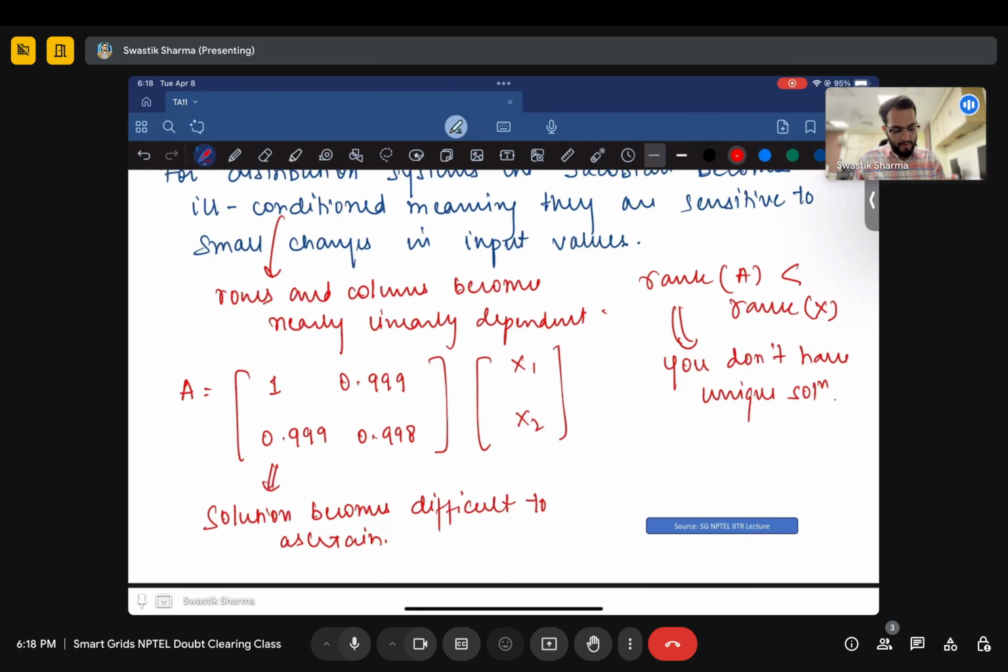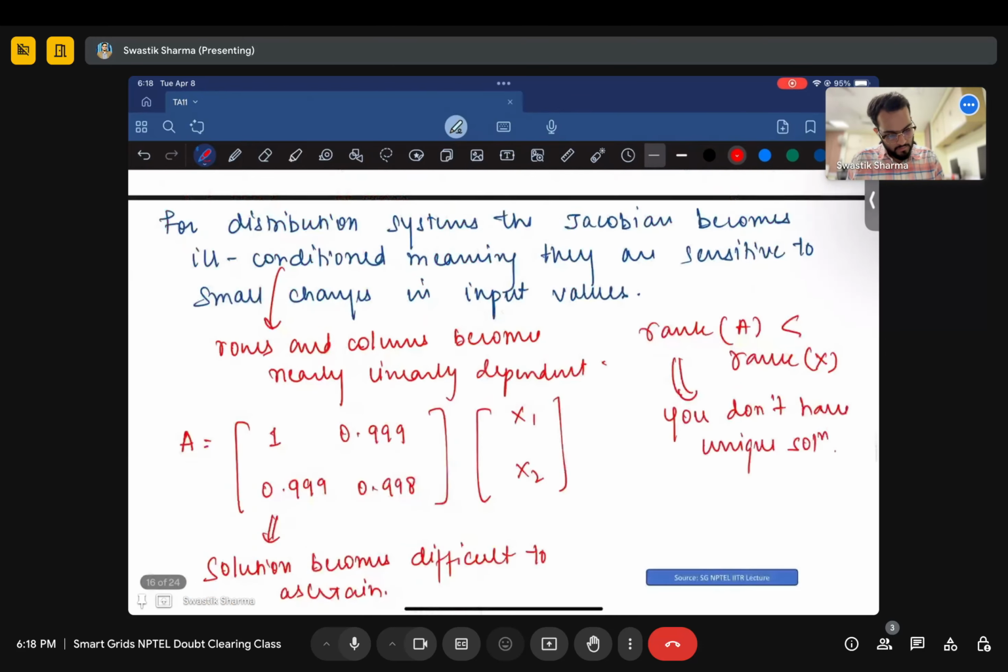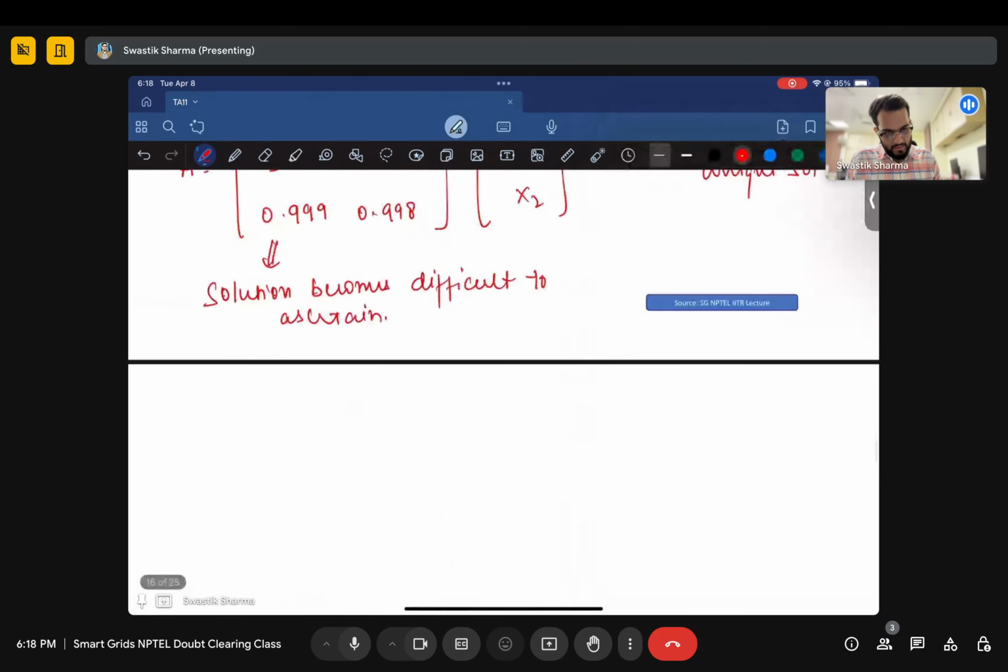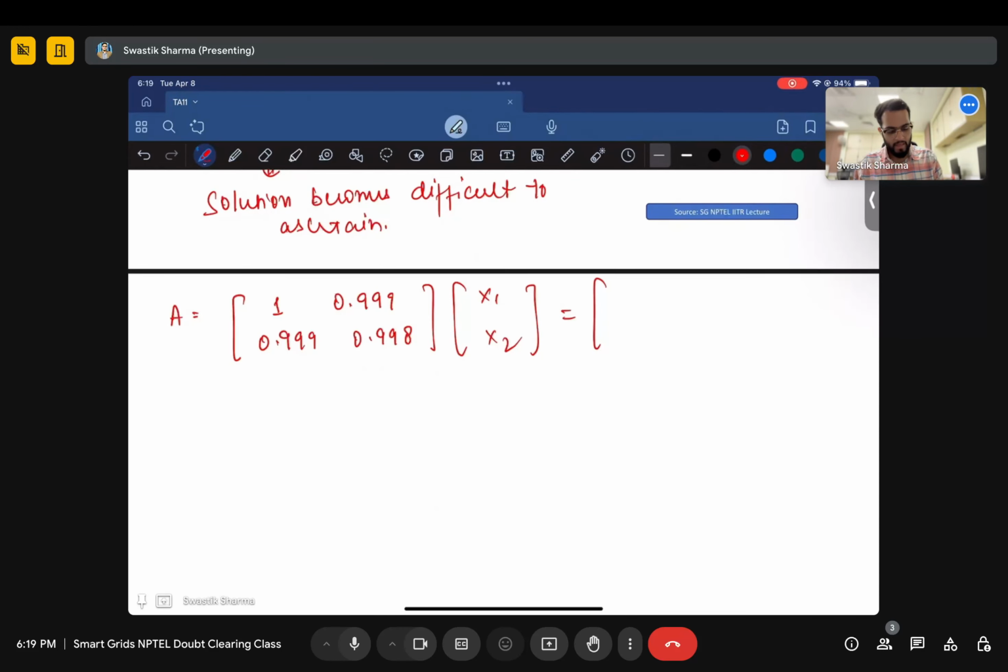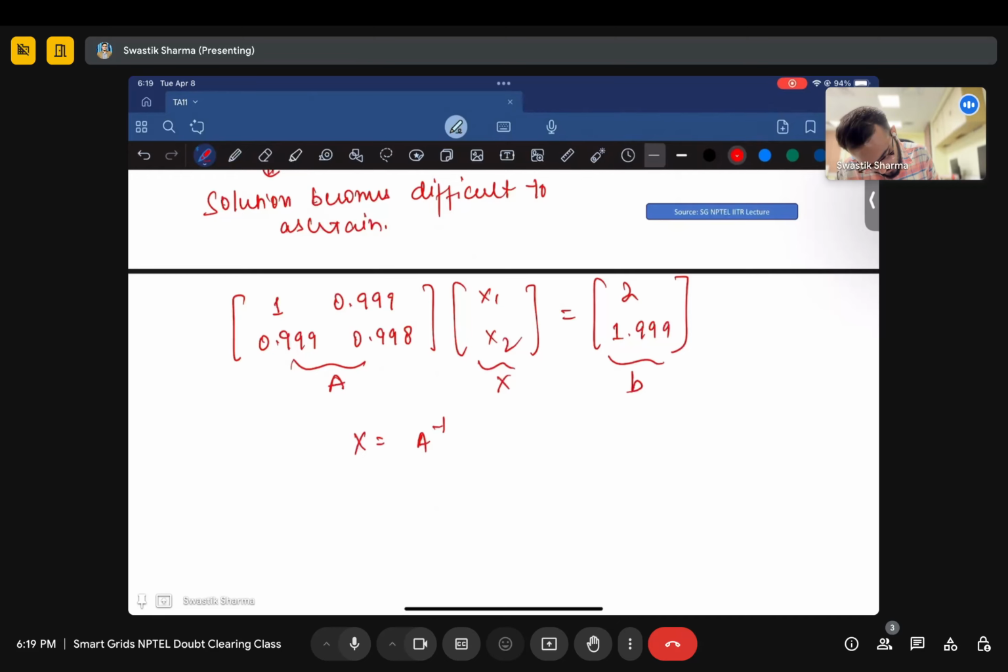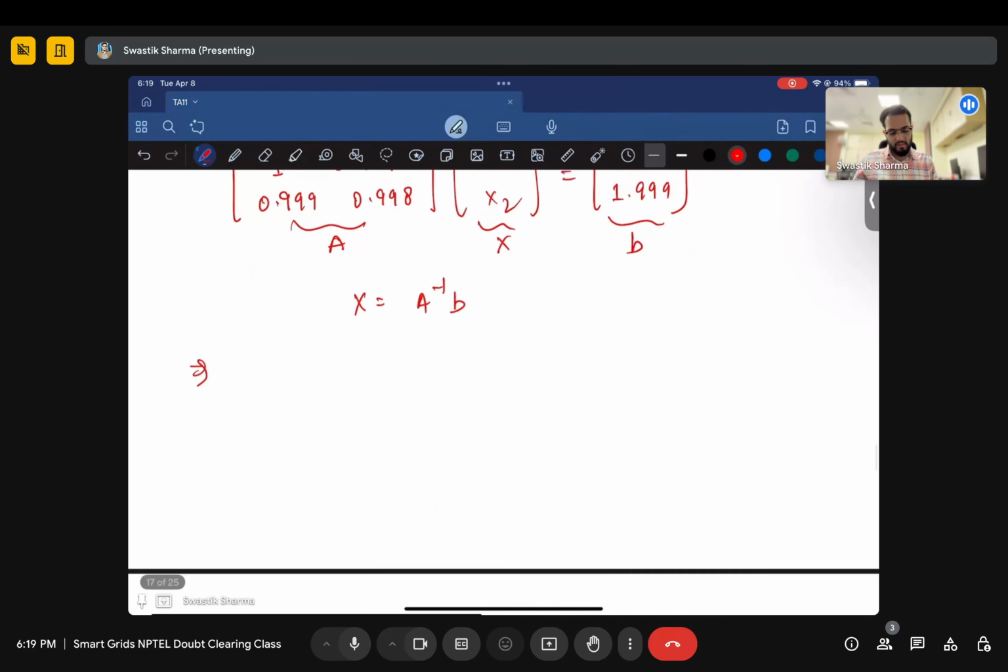So if you want to check if a matrix is ill conditioned, let's take an example. Let's say I'm taking the same A, 1, 0.999, 0.999, and 0.998. I want to get x1 and x2, and I have B. Let's keep the value of B as 2 and 1.99, right? So how do you do it? This is A, this is X, this is B. So X would be what? A inverse B. So let's check.